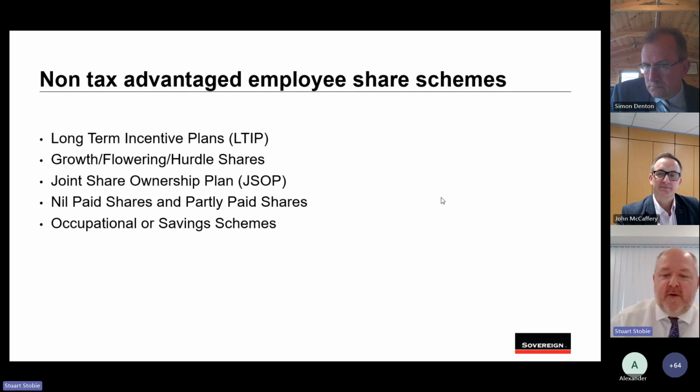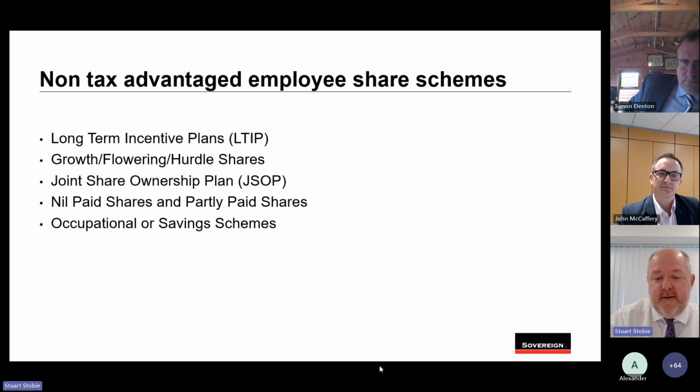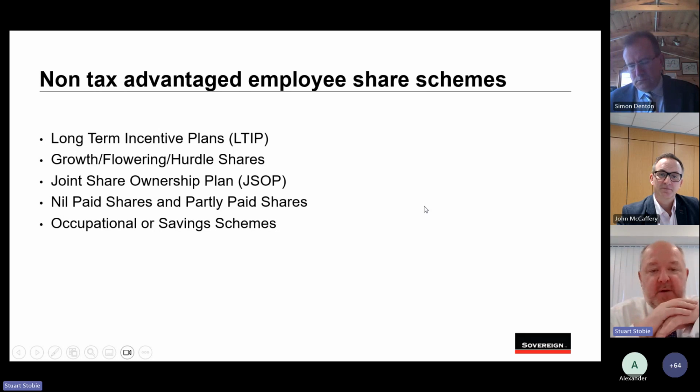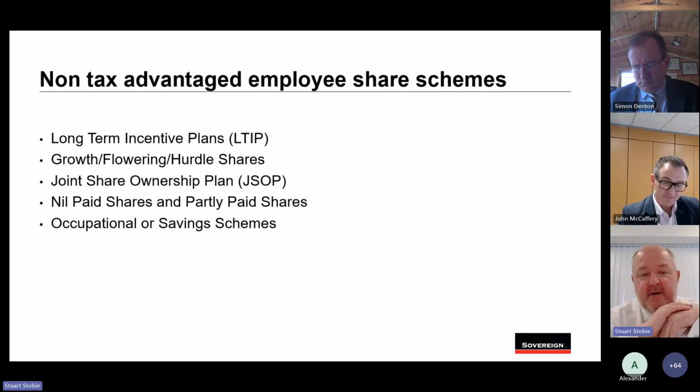So, John, obviously we've got a list up there right now in terms of the various non-tax advantage schemes, and funnily enough, we'll come on to a slide for the tax advantage ones in a minute. But do you want to just give the audience a brief summary of what those schemes are, and then we can look at the way they're structured and how they may apply to certain companies and certain employees in certain circumstances.